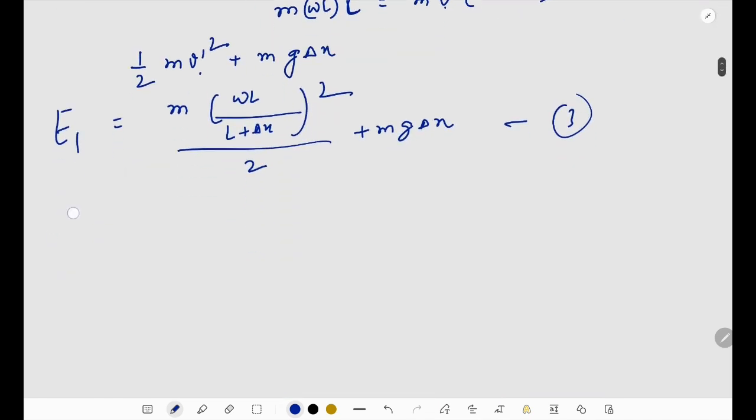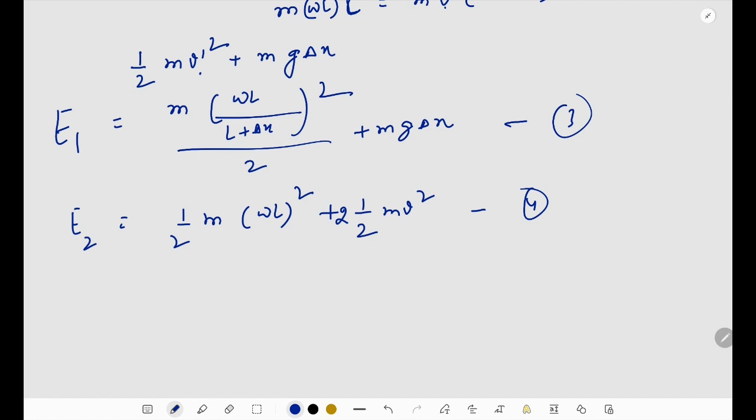So I'm going to write this total mechanical energy simply by half m omega L was the velocity of the upper block, half m omega L square, half m v square, plus both were moving when passing through the equilibrium position with the speed v. We don't know anything about it, so it will be both. That means we need to multiply it by 2, so half mv square. This is my equation number 4.